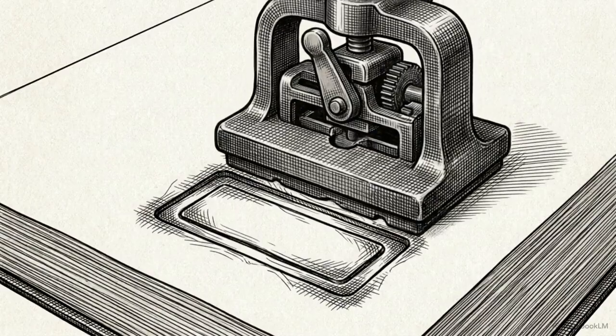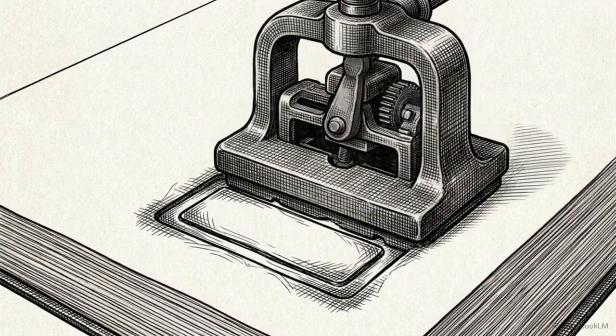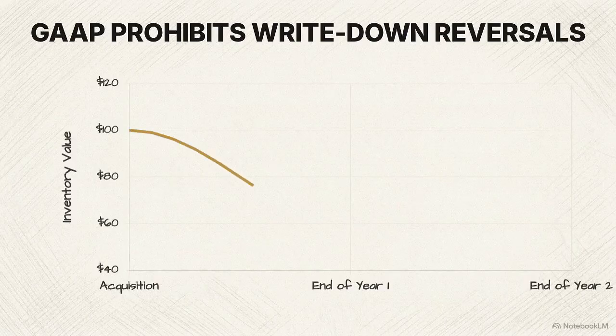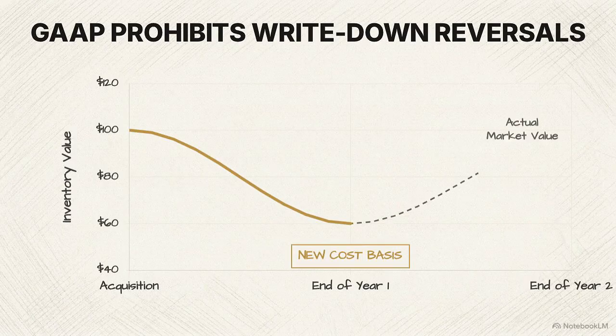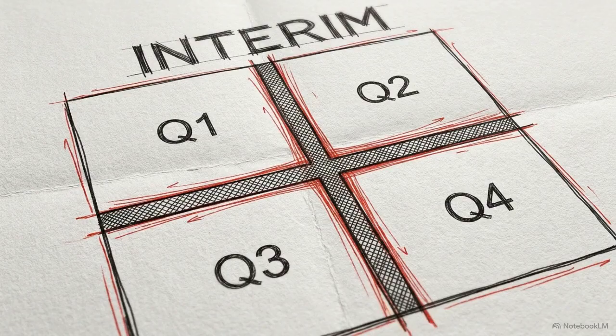When inventory is written down below cost, the principle of permanence takes effect. That reduced amount becomes the permanent new cost basis for annual statements. Even if market prices fully recover a year later, reversing the write-down in subsequent annual periods is strictly prohibited under U.S. GAAP. The only nuance to this rule occurs during quarterly or interim reporting.